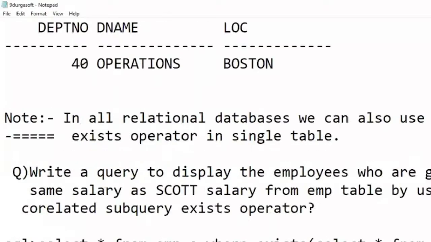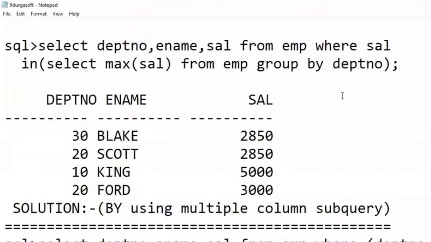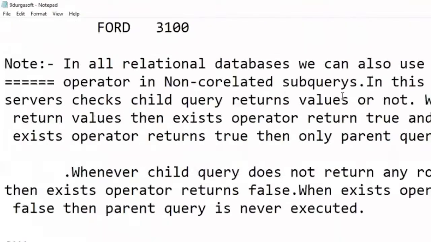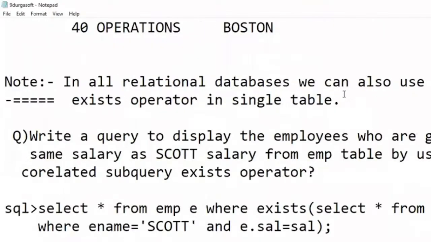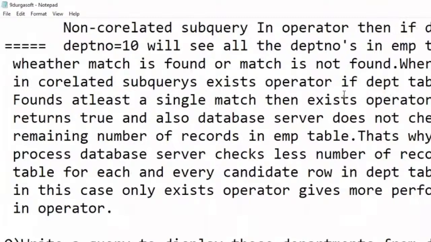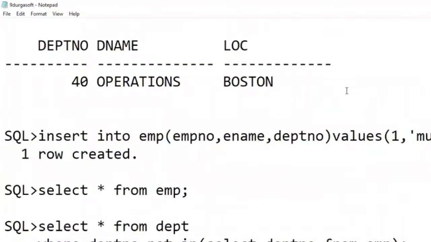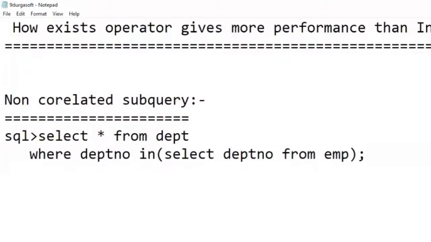Suppose you are attending an interview, they ask you to display the nth highest salary employee, second highest salary employee, or delete duplicate rows. These types of things are there. Those are all the things we are learning in our course only. Some queries are there. These are all the things we are familiar with. Don't worry. Then database objects, so many things are there. We are learning them.